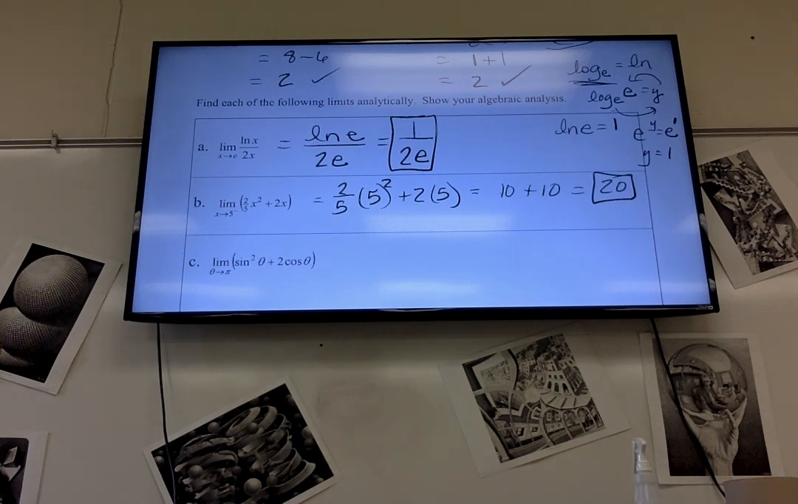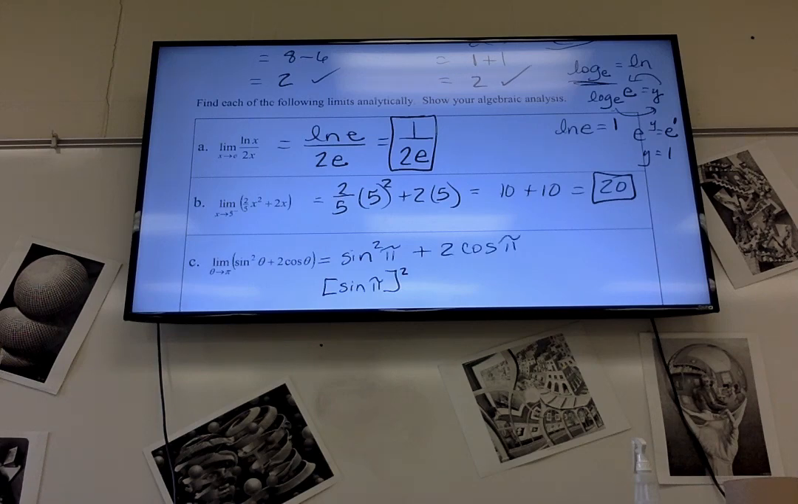Okay, so we're going to plug in pi. So it's sine squared pi, which just means the sine of pi squared. Remember that? We just write it like the one above it because it takes less work. Mathematicians are inherently lazy. Plus 2 cosine of pi.